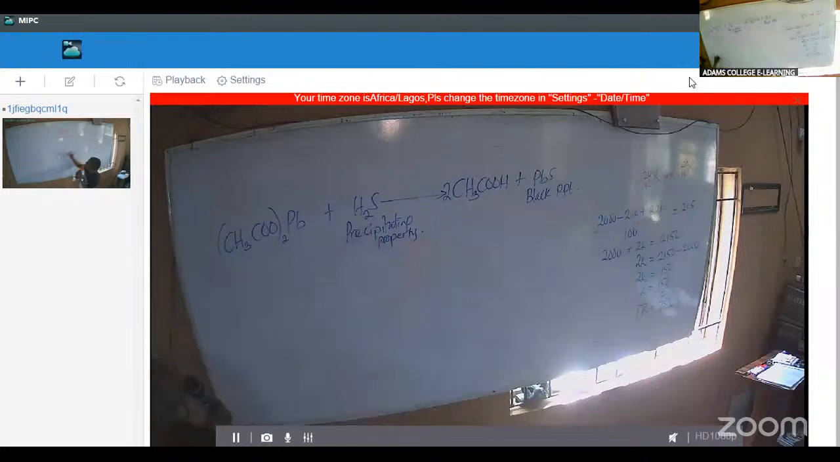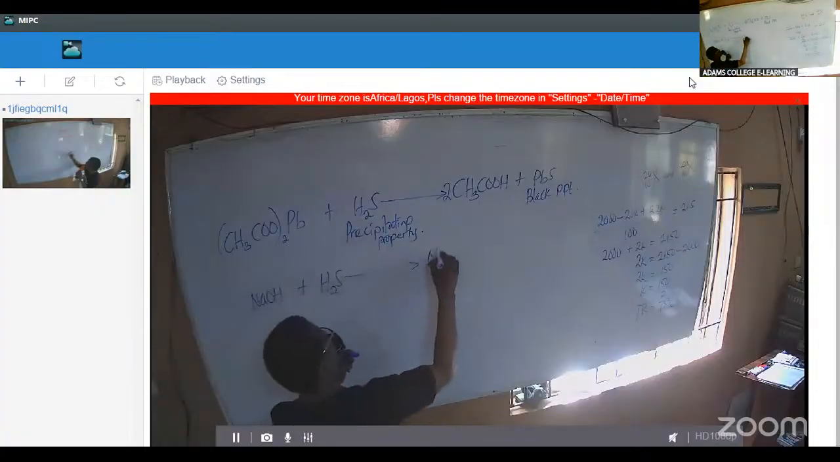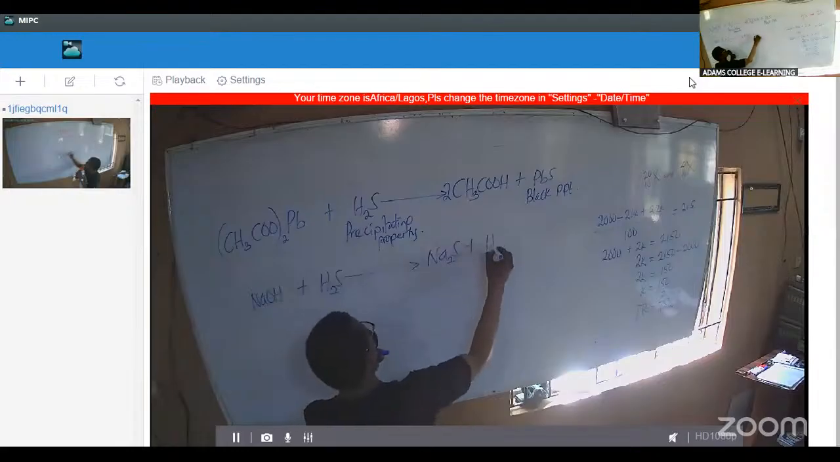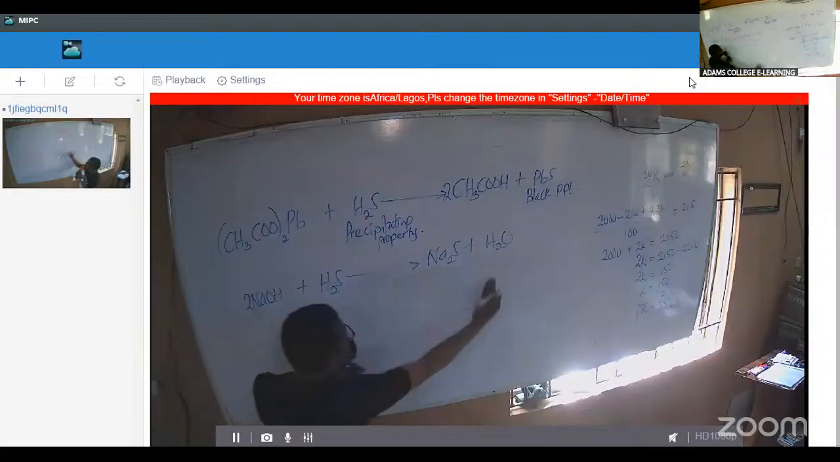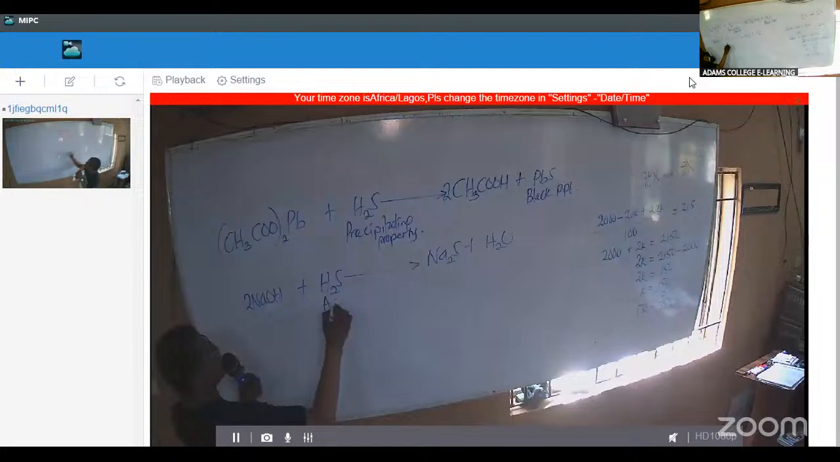All right, let me give you another one. You now have sodium hydroxide plus hydrogen sulfide. You get sodium sulfide plus water. Balance them: 2. What property is exhibited by H2S here? Salt and water. Acidic now. This is a base. So that's the acidic property.